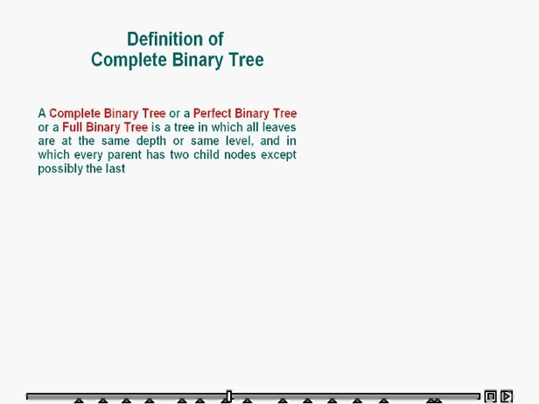Now we study a complete binary tree. The definition of a complete binary tree reads: a complete binary tree or a perfect binary tree or a full binary tree. These three are the same structures, three names. So a complete binary tree is a tree in which all leaves are at the same depth or same level, and in which every parent has two child nodes except possibly the last.